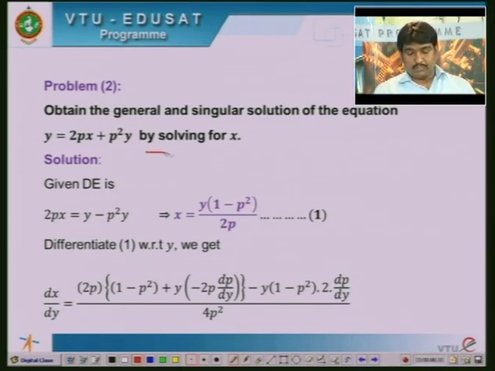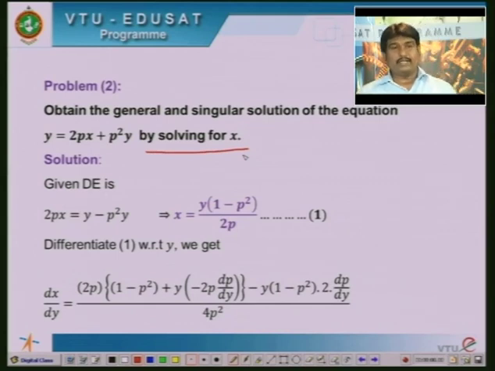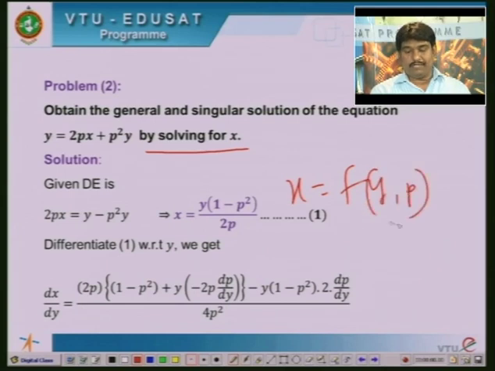If this is not mentioned, by solving for x, of course you have one more technique. You can solve this using solvable for p, because it's a quadratic equation, p square y plus 2px minus y equals 0. You can find the roots as I mentioned earlier and factorize it to get the solution. So it's one technique. If it is not asked, go with p, and then you can express that in the form x equals f of y comma p. It is a trial and error method, you have to attempt it, not easy in many cases. So in most cases the technique will be specified.